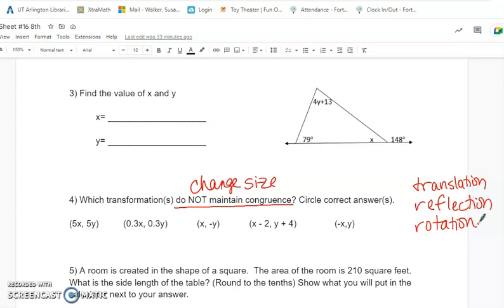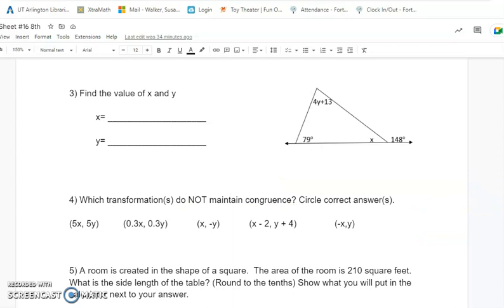So if you see a translation, cross it out. If you see a reflection, cross it out. If you see a rotation, cross it out. The ones that are left will be some form of change in size, or a dilation.